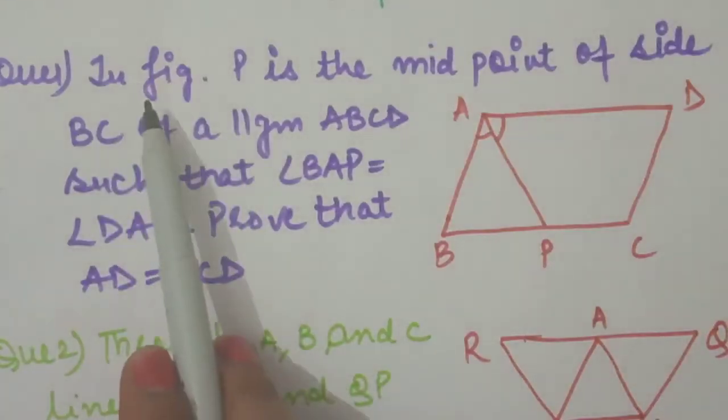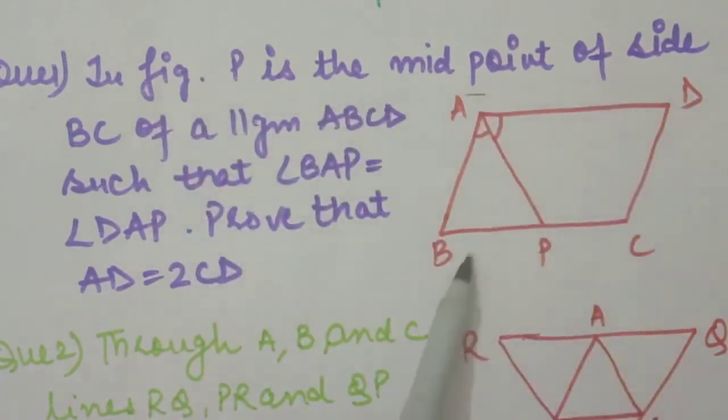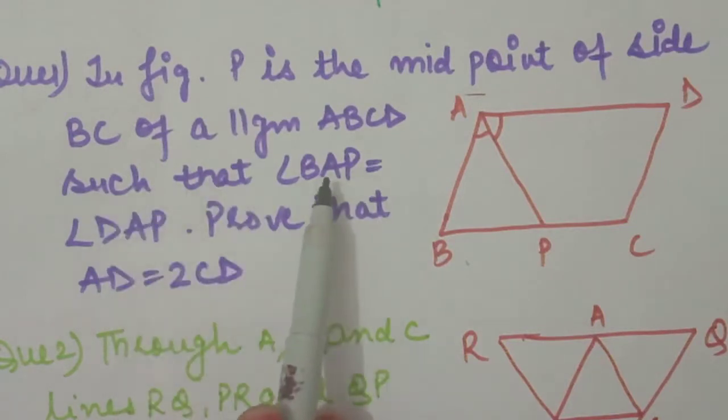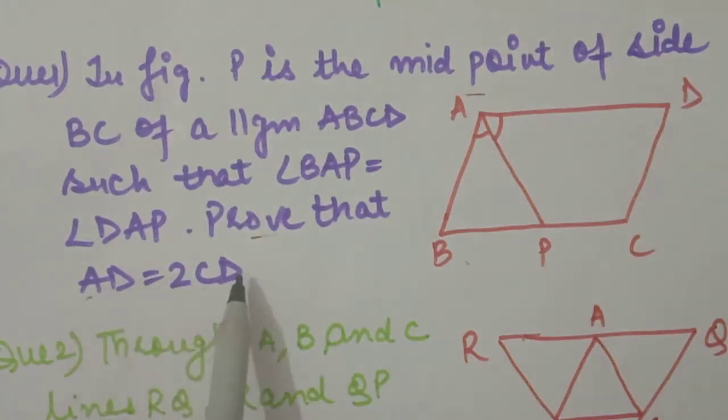First question was, in your assignment, in the given figure, P is the midpoint of the side BC of a parallelogram ABCD such that angle BAP and angle DAP are equal to each other. Prove that AD is equal to double of CD. So students, we will solve this question now.